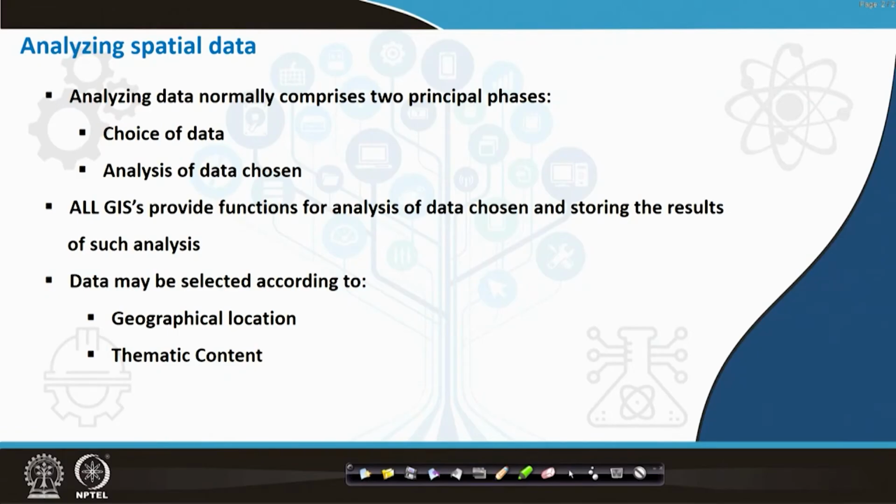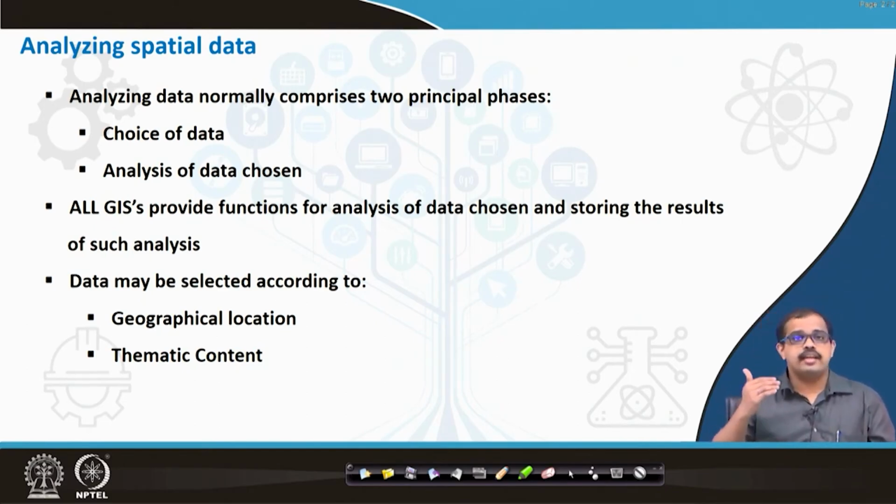When we have to analyze spatial data, normally it is done in two phases. One is a choice of data and then analysis of the data chosen. I have spoken a lot about the choice of data, what kind of data has to be acquired, how it has to be acquired. In my last class, I even spoke about remote sensing. So, you have a different choice of data; the way the data has to be collected, considered and brought into the system is completely dependent on the user.